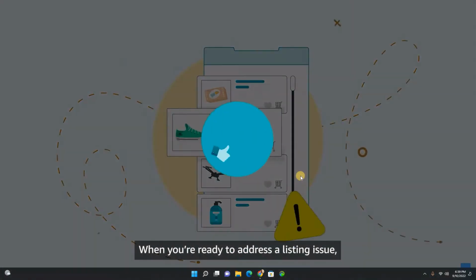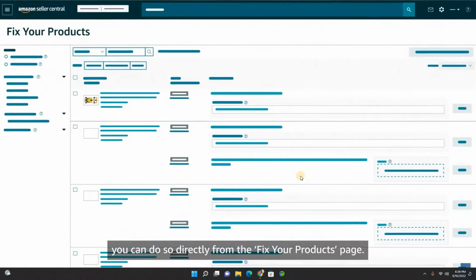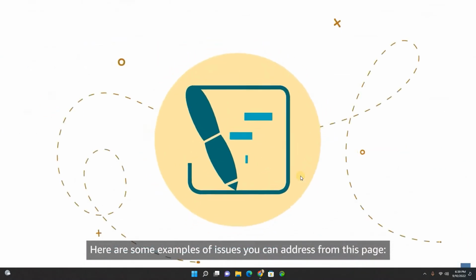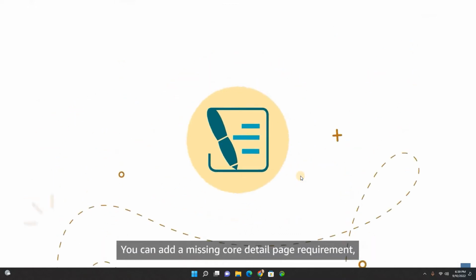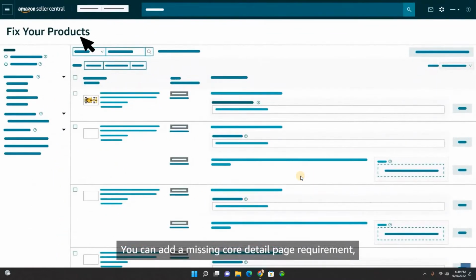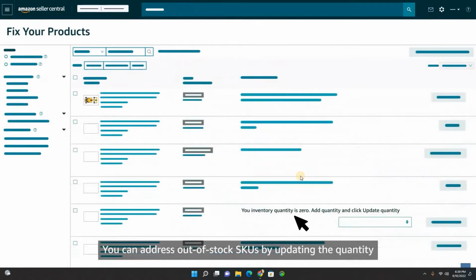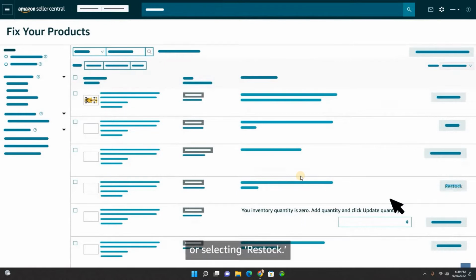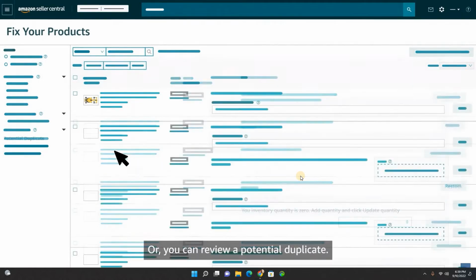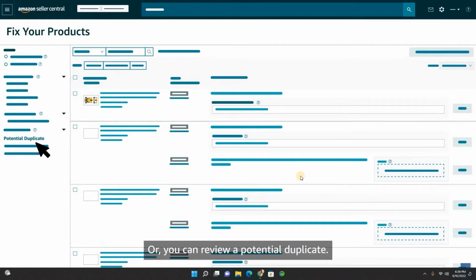When you're ready to address a listing issue, you can do so directly from the Fix Your Products page. Here are some examples of issues you can address from this page. You can add a missing core detail page requirement, like a product description or a compliant main image. You can address out-of-stock SKUs by updating the quantity or selecting restock. Or you can review a potential duplicate. If you determine the listings shown are not duplicates, choose These Are Not Duplicates to fix the issue.